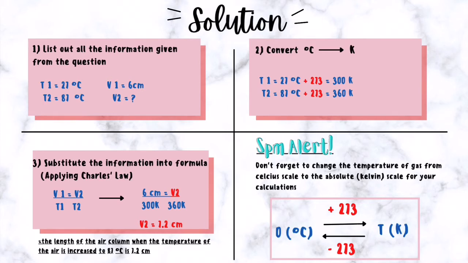The last step is to substitute the information into the formula applying Charles' law. After doing all the calculations, you will find that the length of the air column when the temperature of the air is increased to 87 degrees Celsius is 7.2 centimeters. Remember to change the temperature from Celsius to Kelvin for your calculations.